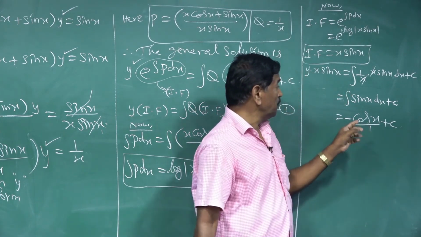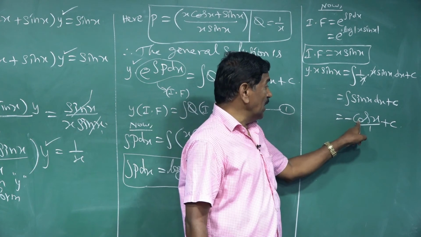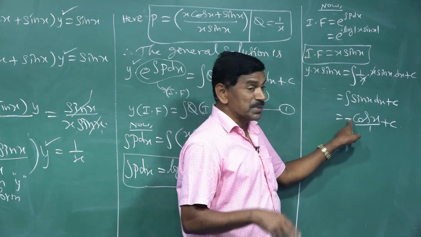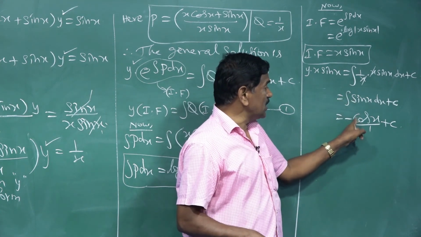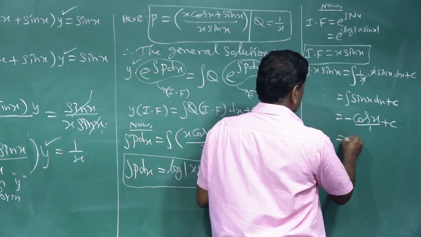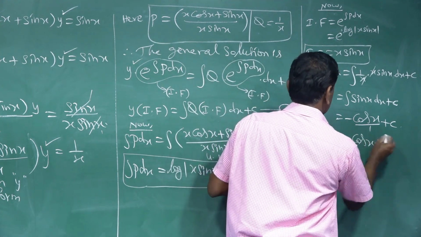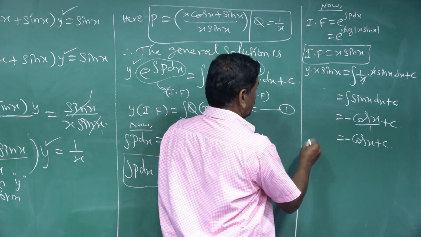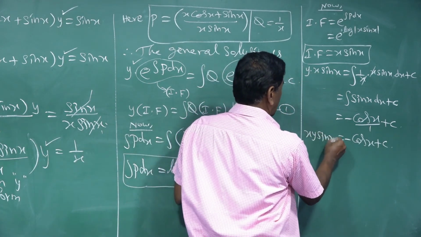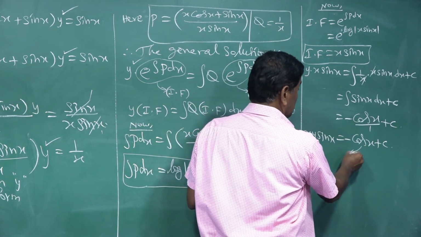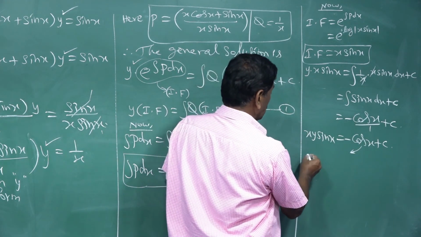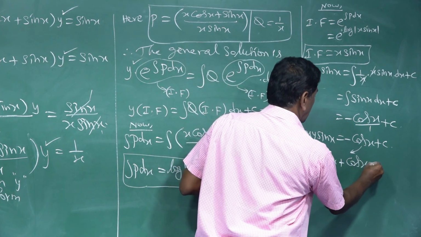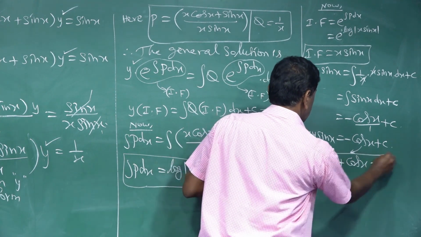One more idea: in integration, the constant c gets a negative sign. That is a technique. Because this minus comes here, in integration the answer c gets negative. So it is equal to minus cos x plus c. The left hand side is y into x sin x, that is, x y sin x. For our convenience, bring this minus term to the left side, and it becomes positive. That is, x y into sin x plus cos x is equal to the constant c. So this is the solution.